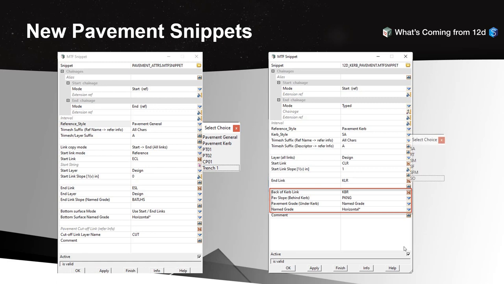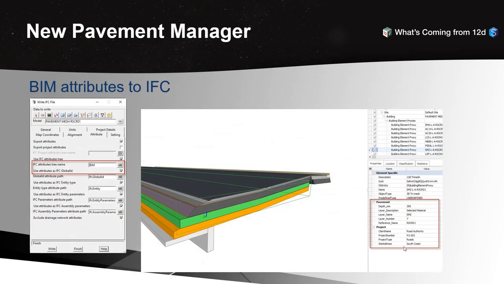The new kerb snippet again has a reference style for the pavement types and the new kerb style. In this case here, the centerline string has been picked, the end link is the kerb lip, and the back of kerb string is selected with name grays to define any slope behind the kerb or underneath the kerb. So again, the attributes being applied to every layer inside 12D V15 are controlled by the BIM attribute tree for export to IFC.